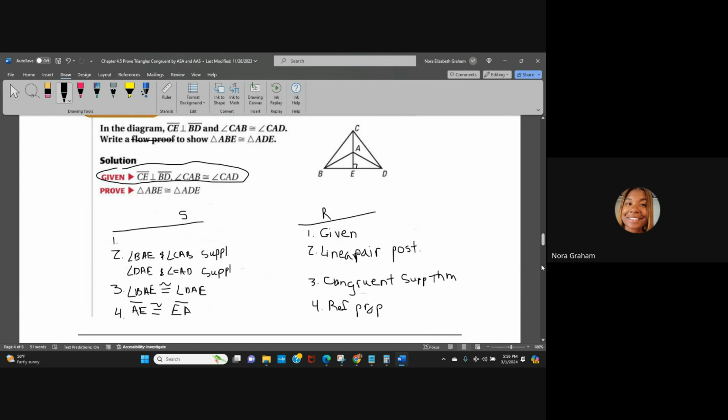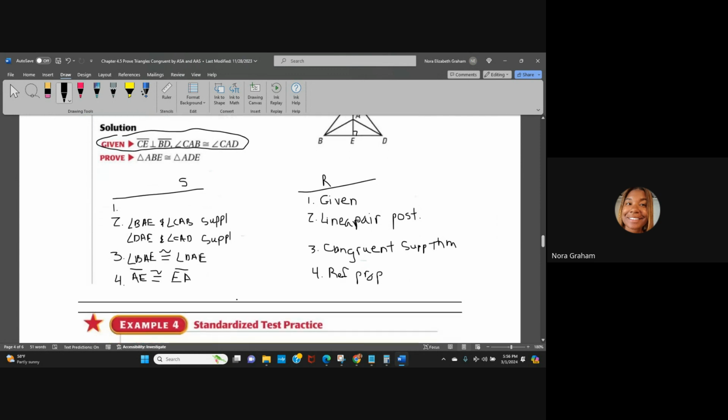And then finally, we can say, because we showed that these are congruent, we showed that these are congruent. Okay. I know we said BAE, BA. No, we showed that these are congruent. My apologies. These are congruent. That's what we showed. So that gives me angle, side, angle. Okay.